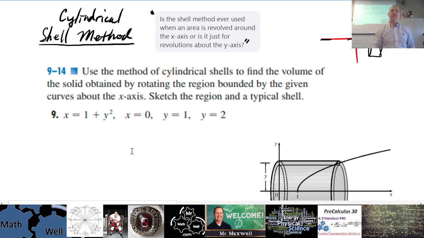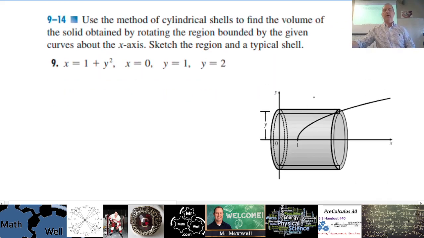Number 9 is where we're going to rotate this around the other way. So use the method of cylindrical shells to find the volume of the solid obtained by rotating the region bounded by the given curves about the x-axis. Sketch the region and a typical shell. So I've got a picture of the sketch here for you from the answer key. We'll work with this, and we'll build our integral using this information and this diagram. So we do have the function where x is isolated, and you do have to isolate for x when you're rotating about the x-axis or a horizontal axis. So we're going to solve for x for our function, if we need to, and this is already done for us here.